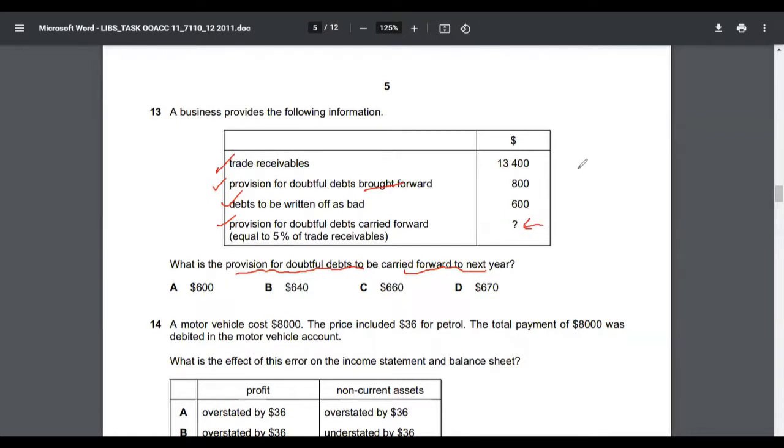To calculate the provision for doubtful debts, you need to take the trade receivables minus the bad debts written off, and then times the 5%. So it would be 13,400 minus 600 times 5%. That would be the amount of provision for doubtful debts that would be carried forward. If you calculate this number, you should get an answer of 640. Hence, the correct answer to multiple choice 13 would be option B.